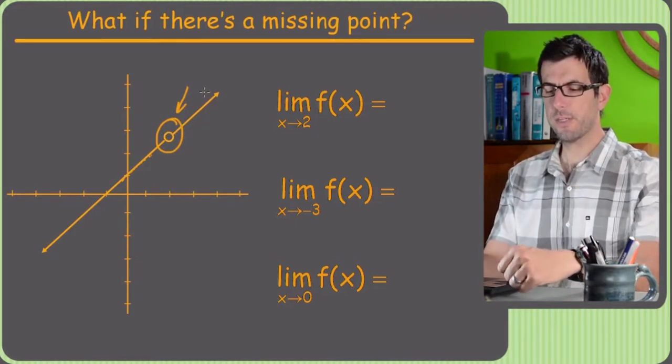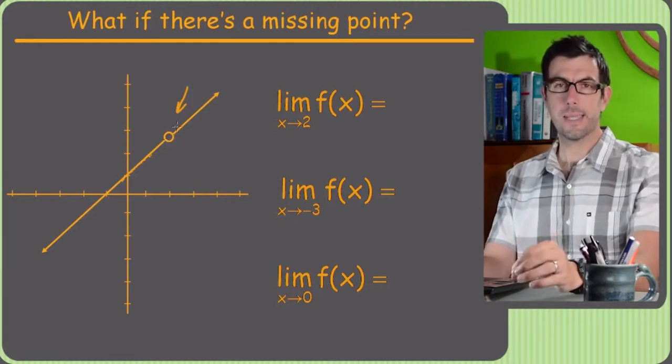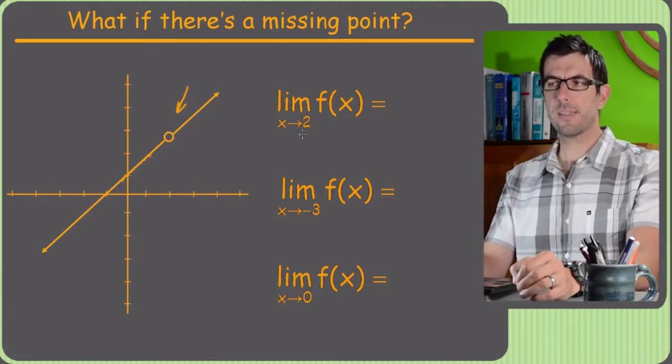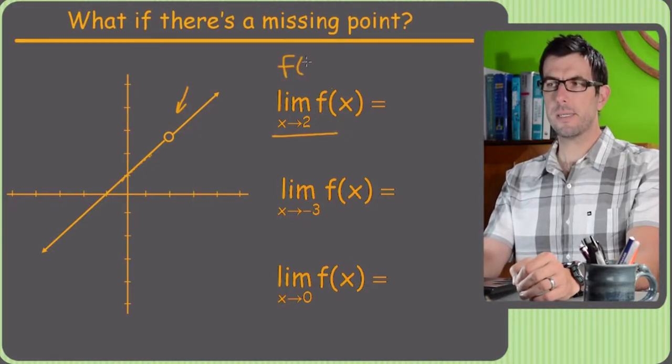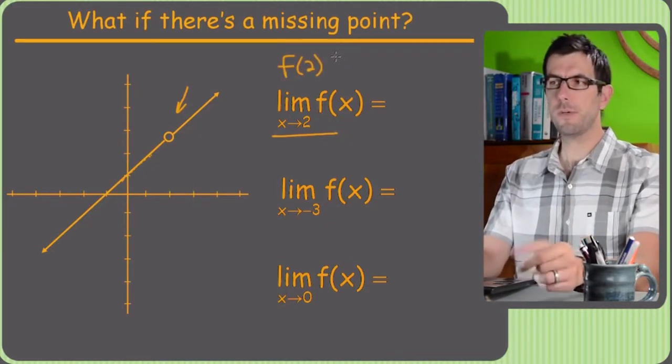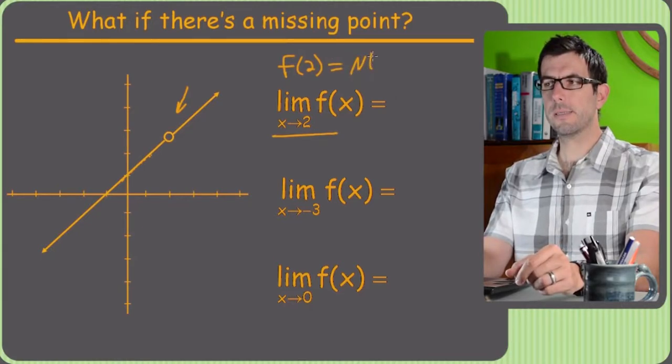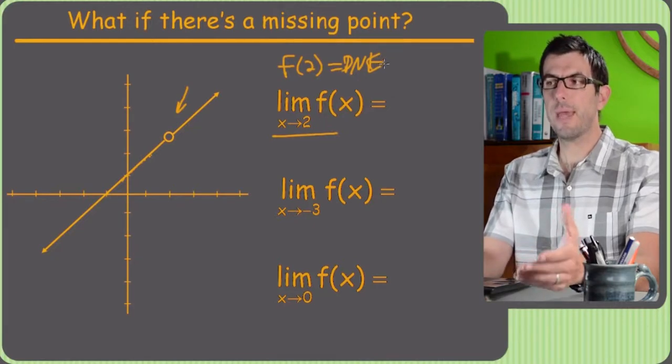But the point is that this function does not exist at x equals 2. However, we can still find the limit as x approaches 2. Because it doesn't exist at 2, if somebody said, hey, what's f of 2? You'd be like, does not exist. DNE, does not exist. The f of 2 doesn't exist.